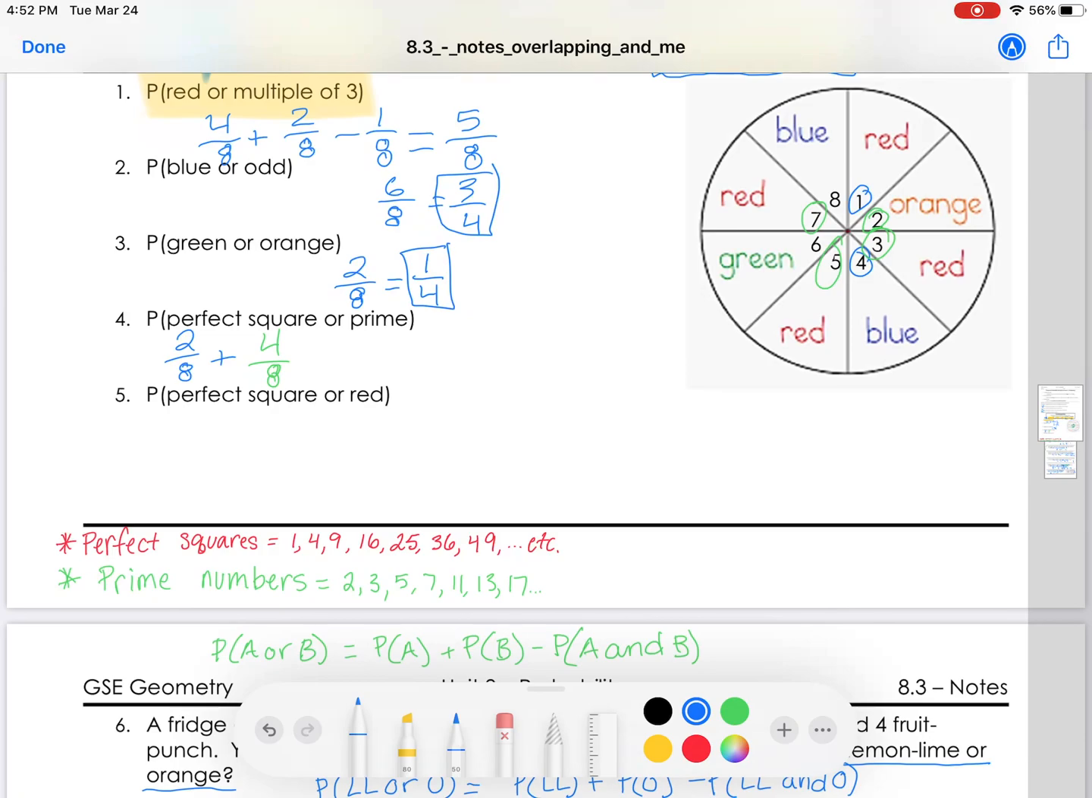No, I did not circle any of those twice. The ones that are blue were not circled again in green. So these are mutually exclusive, and I would subtract 0 out of 8 because they have no shared outcomes. The probability of prime and perfect square does not happen together. So you should get 6 out of 8 or 3/4 chance of spinning a perfect square or a prime number. Go ahead and pause the video, do number 5 on your own.